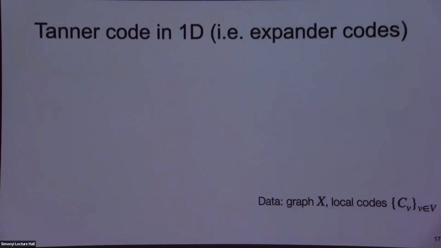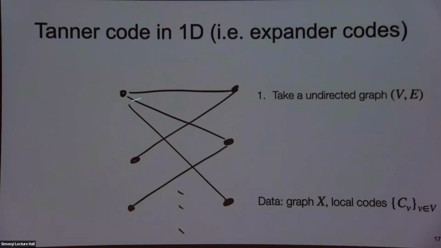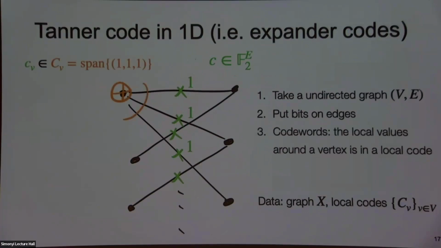So let me first describe how you define the Tanner code in 1D. So it's just a traditional expander code. First you take an undirected graph, and then you put the bits on the edges. So now the word C would be inside some F2 to the E. And now for C to be a code word, we need to satisfy some constraint. The constraint is that for each vertex, if you look at the values along the neighboring edges, it has to be inside some local code.